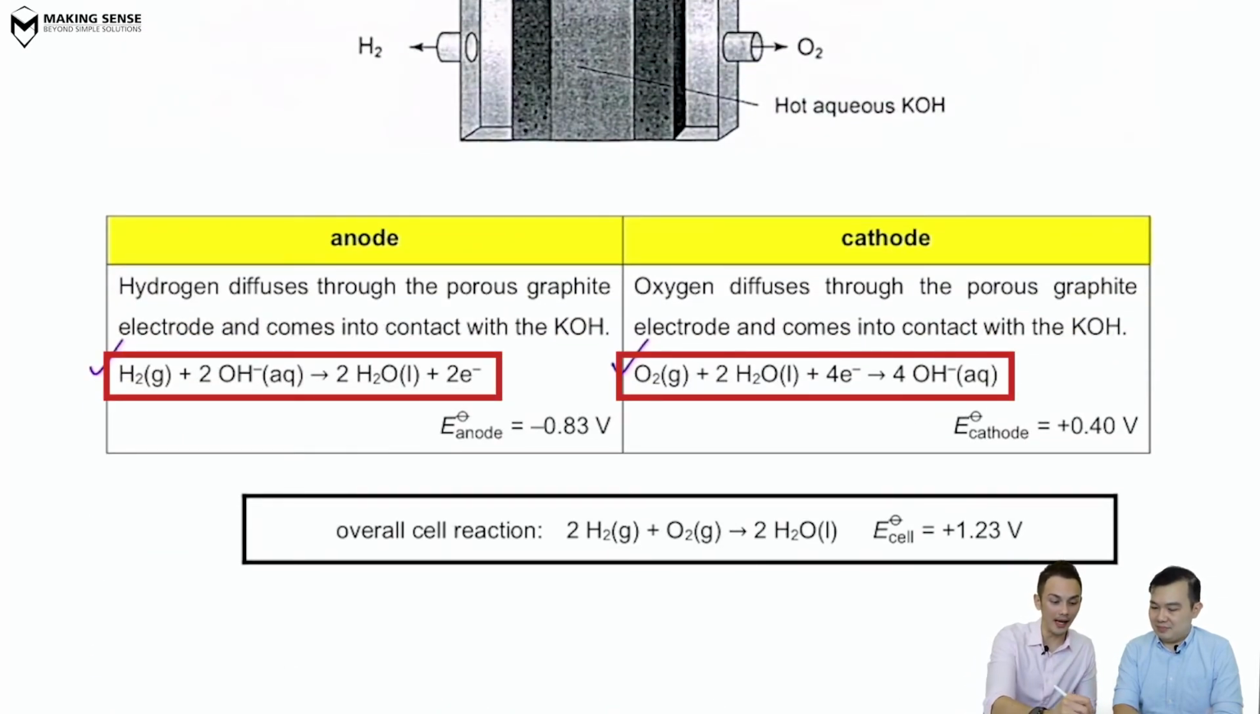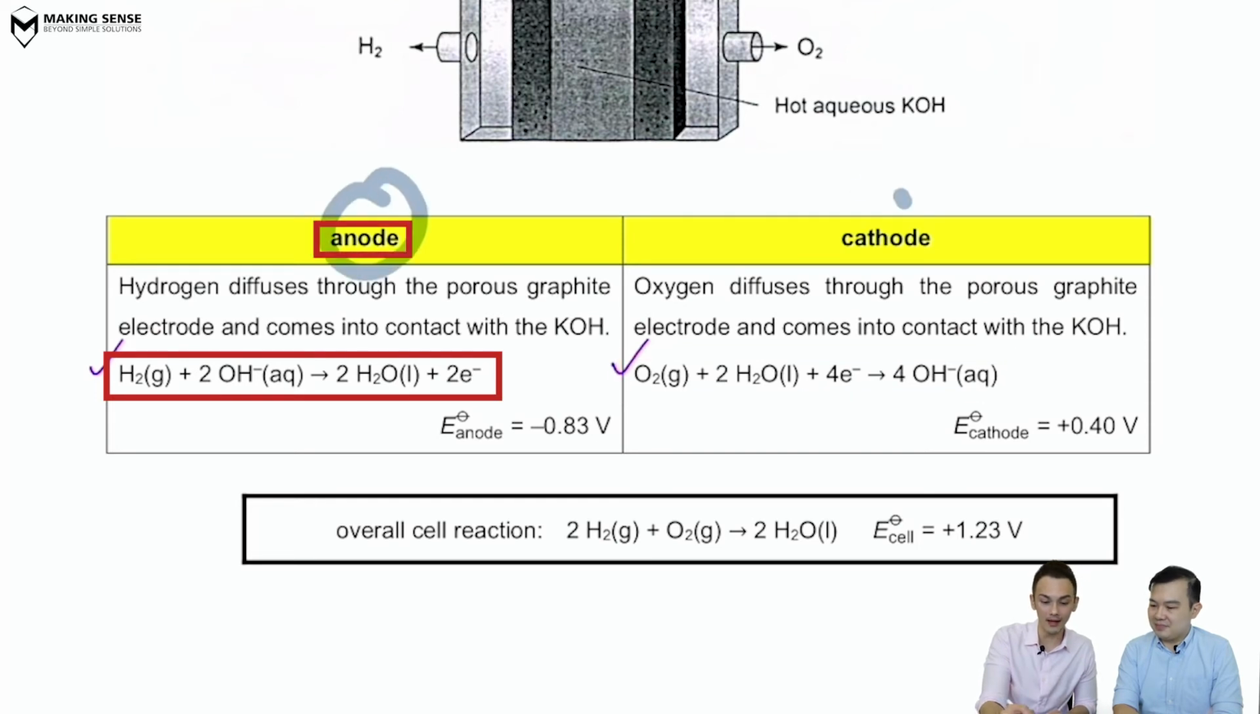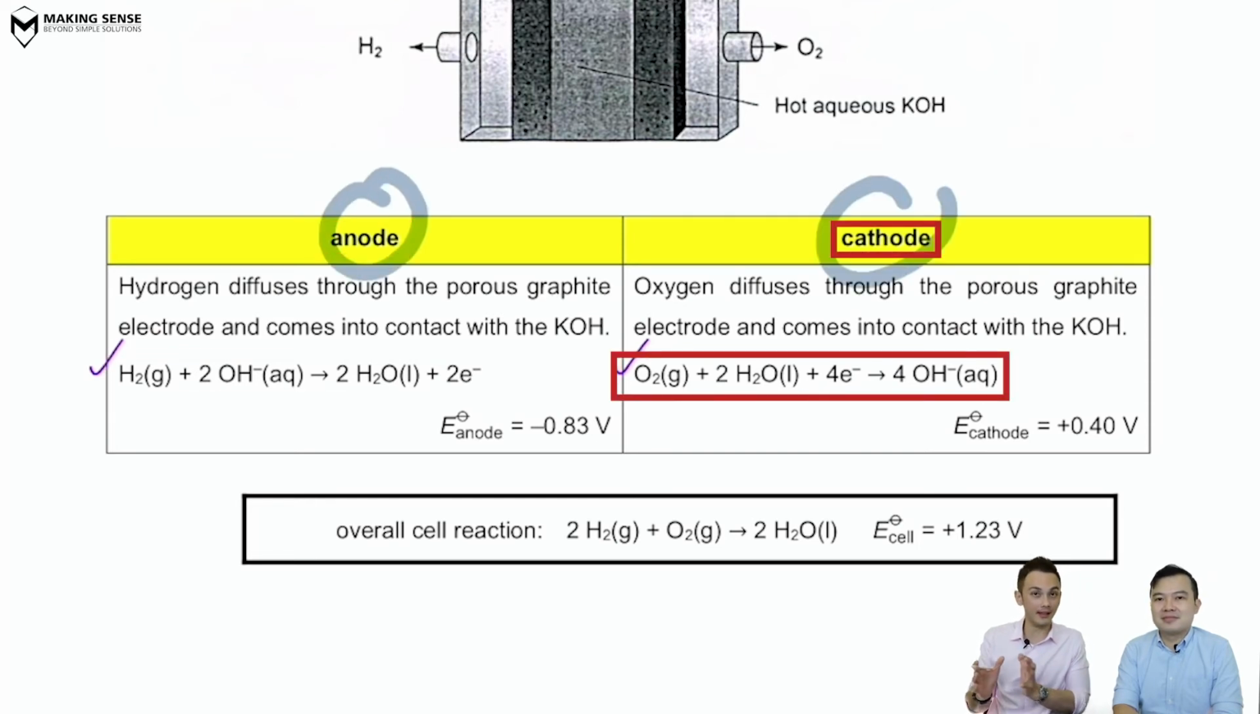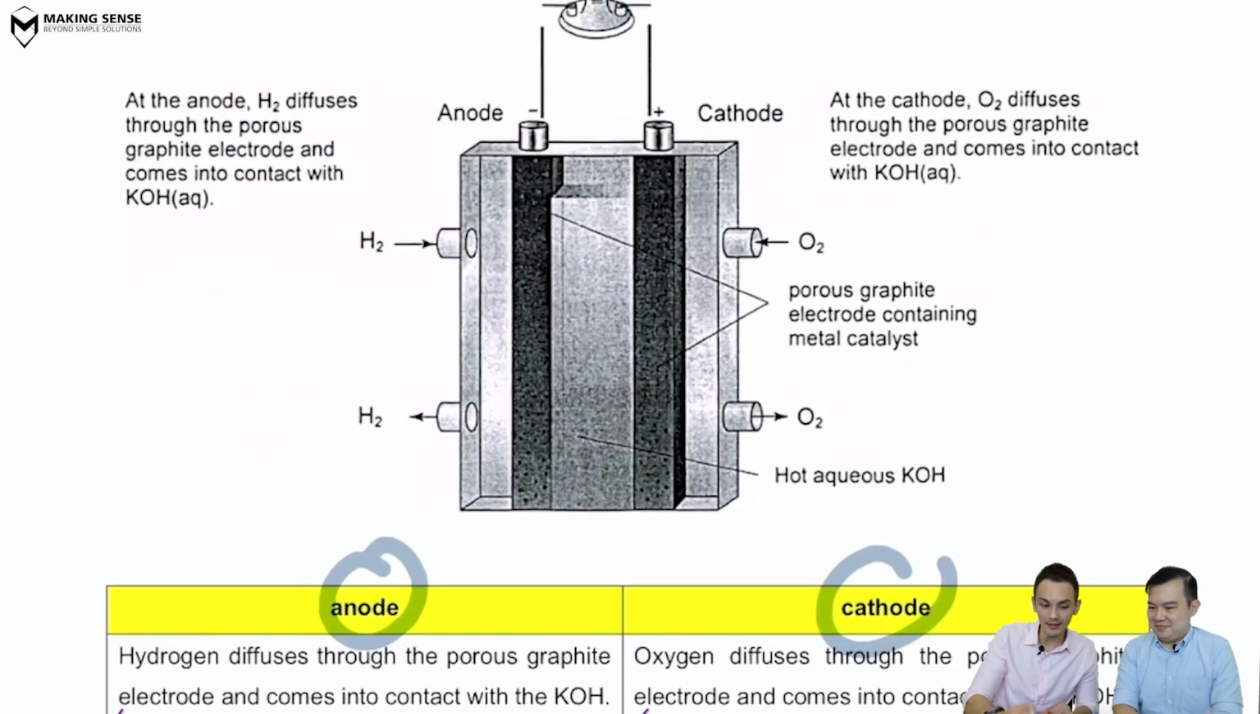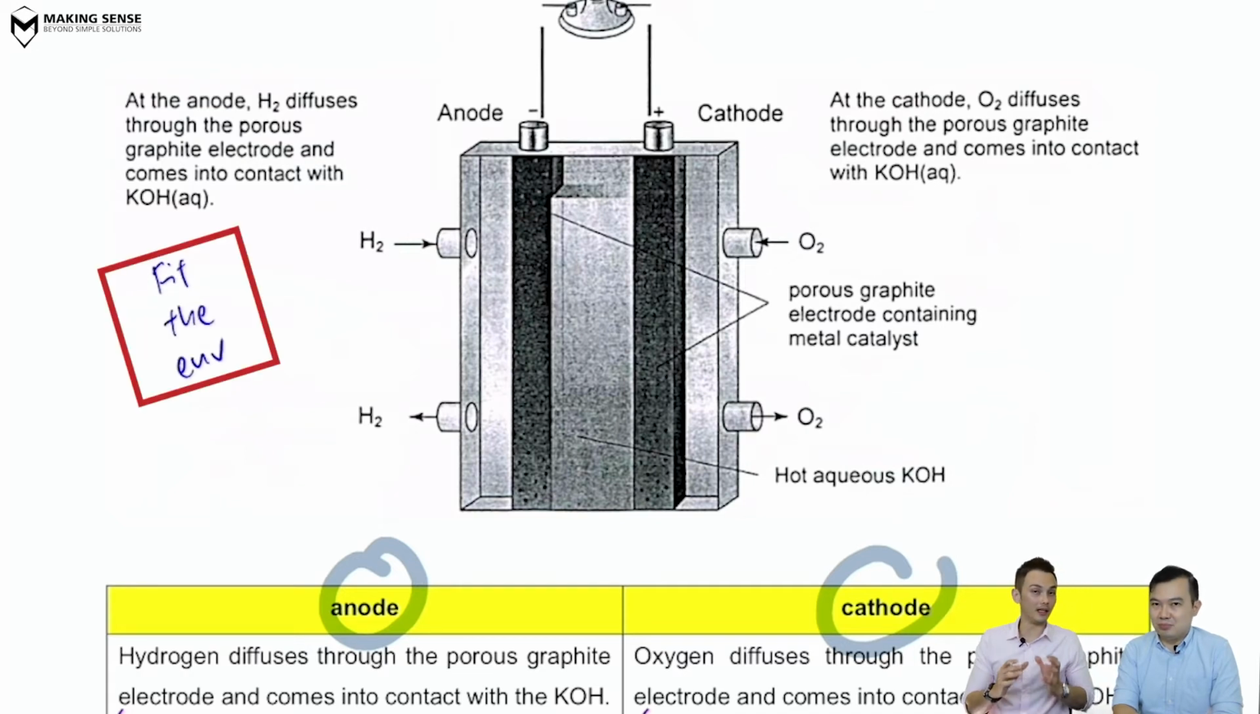Why is this the anode, for example? Why is this the cathode? And why are the equations done this way? It's not about memorizing. It is about this particular concept, which I always like to phrase as we fit the environment. So you have to look at the environment and you find equations that perfectly fit into the environment.